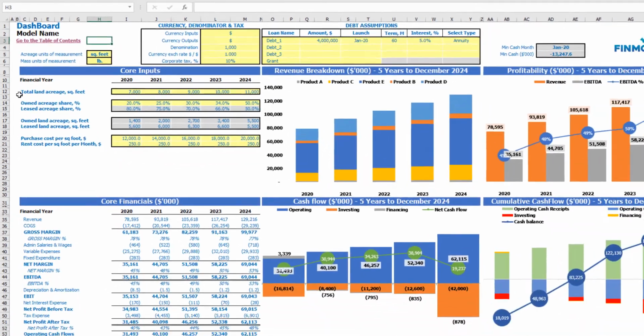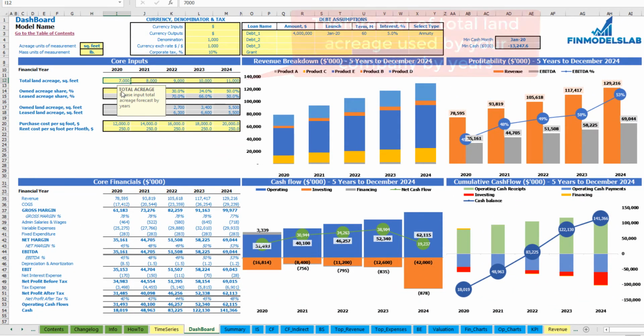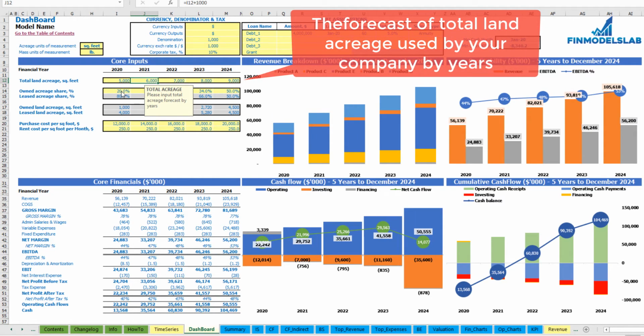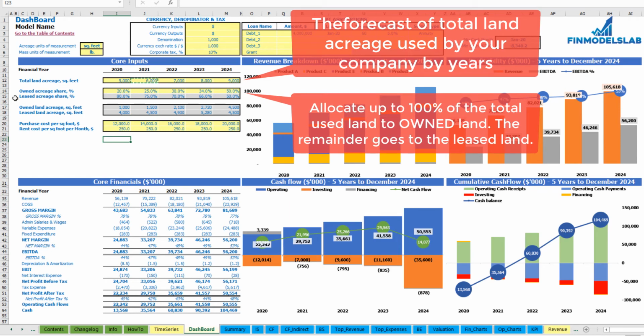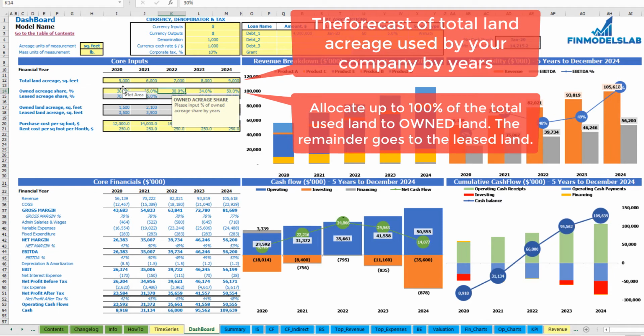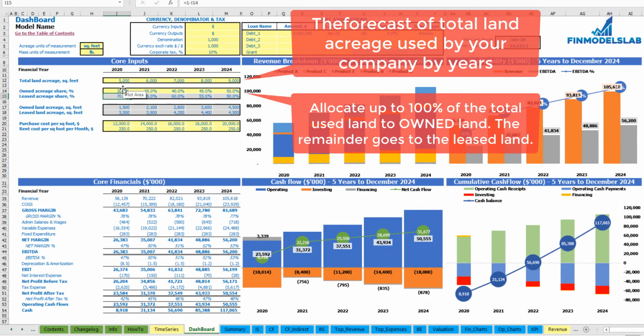So the next step is to set up your total land acreage by years, for example 5,000 first year and additional 1,000 acres each next year. The next step is to allocate this total acreage by owned acreage and leased or rented acreage. For example 30%, 35, 40, 45 and 50 for the owned. And the rest obviously will be leased. In the next section you may see the absolute values of acreage in square feet based on this allocation and total land acreage.